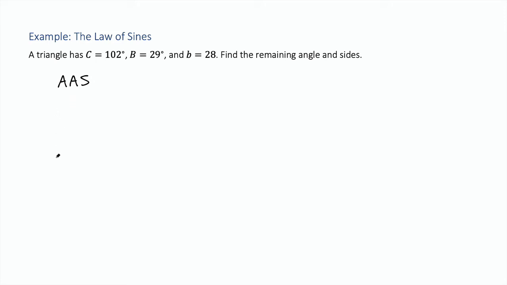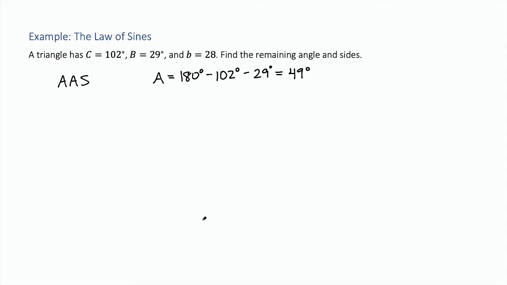So to solve this, we have two angles, and anytime you have two angles in a triangle, we know that the sum of the three angles is 180 degrees. So our third angle, which is going to be angle A, will be 180 degrees minus these two angles B and C. So minus 102 degrees minus 29 degrees. And this is 49 degrees. So now we've got our third angle.